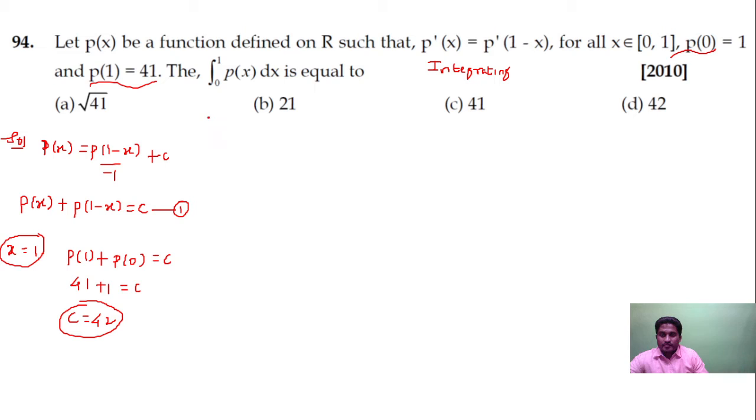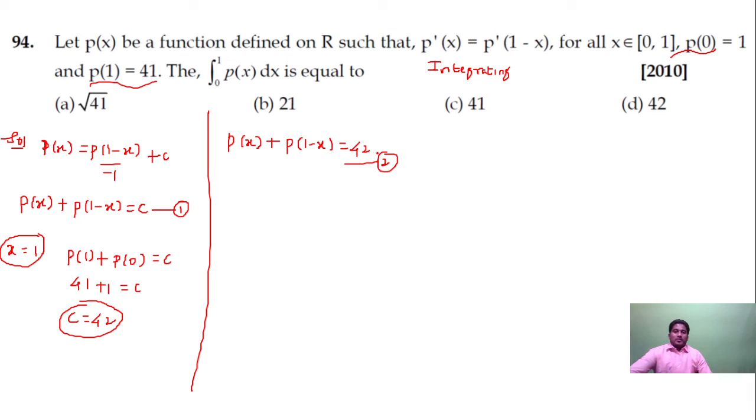I get p of x plus p of 1 minus x is equal to 42. Let's call this equation 2. I take I is equal to the integral from 0 to 1 of p of x dx. Okay, I'll use the King's property.